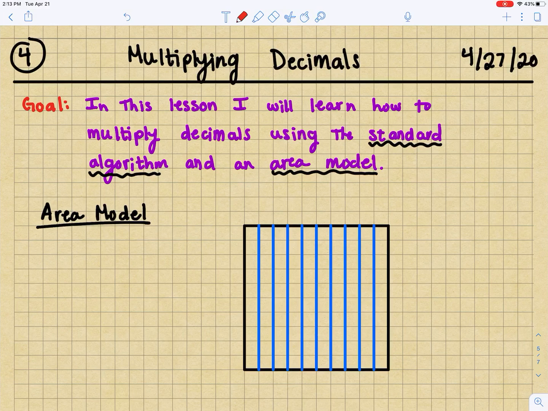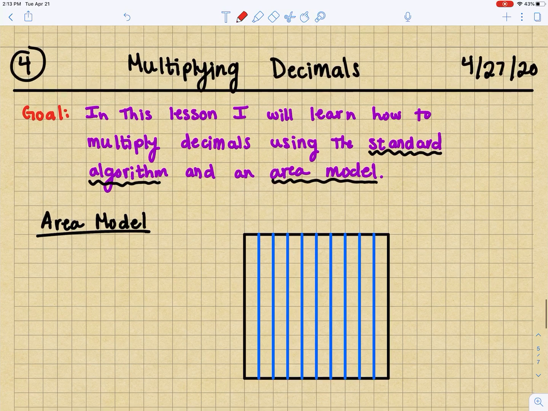In today's lesson, we're going to be talking about multiplying decimals. If you are following my spiral notebook notes, you can go ahead and copy down what I have written here. So at the very top, title of your page, multiplying decimals.